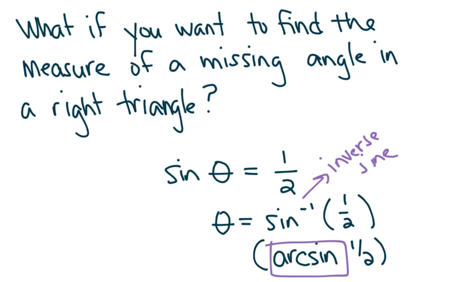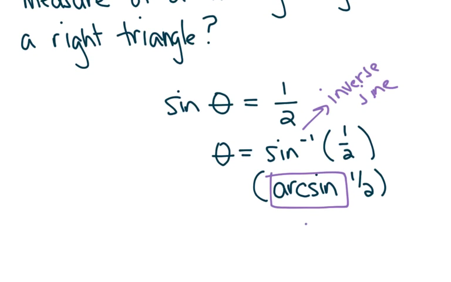If you plug into your calculator the inverse sine of 1/2, the calculator will spit out the answer 30, and that's 30 degrees because the sine of 30 degrees is 1/2.